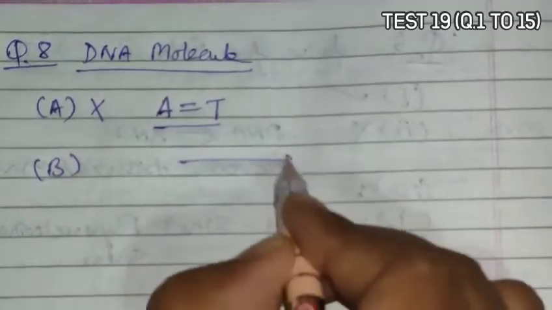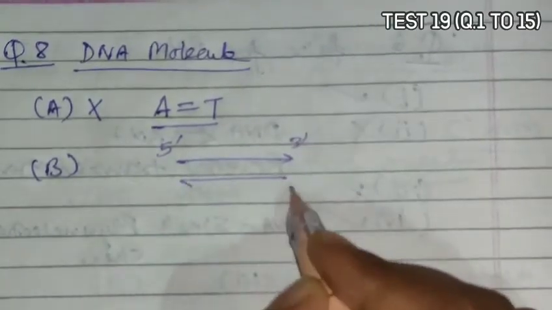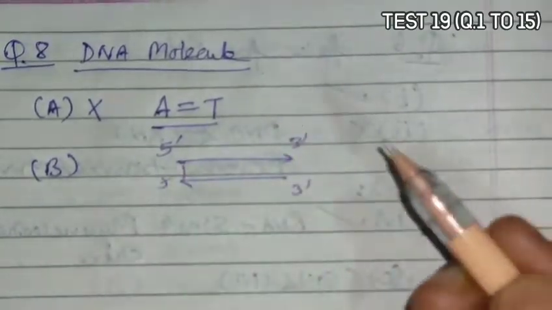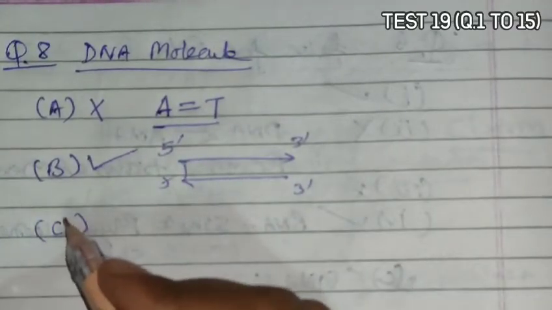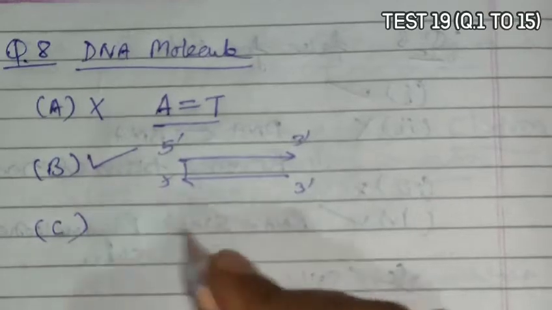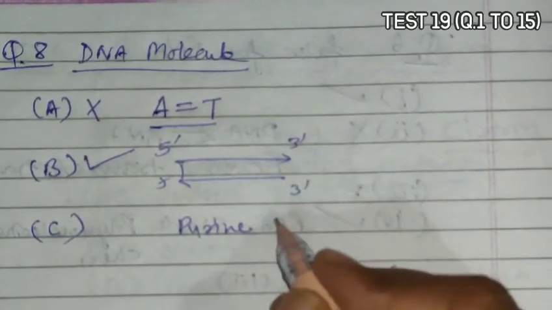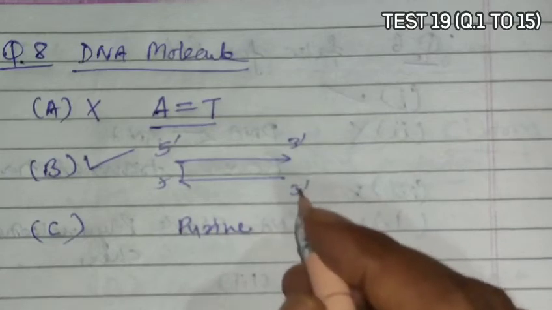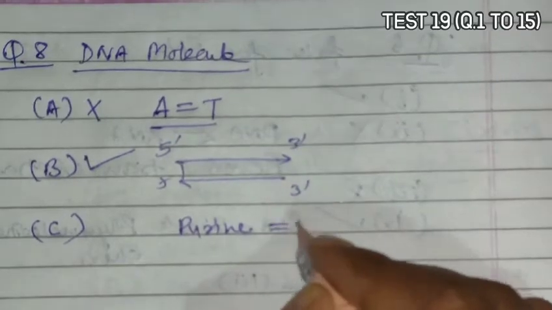Option B is given as there are two strands which run in anti-parallel. One is in 5' to 3' and another one is in 3' to 5', so it is correct. C is given as the total amount of purine nucleotide and pyrimidine nucleotide are always equal.